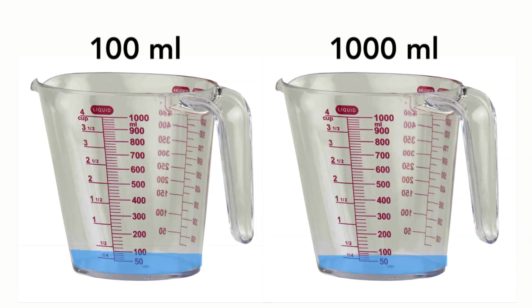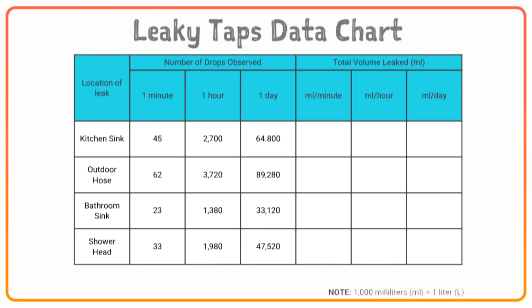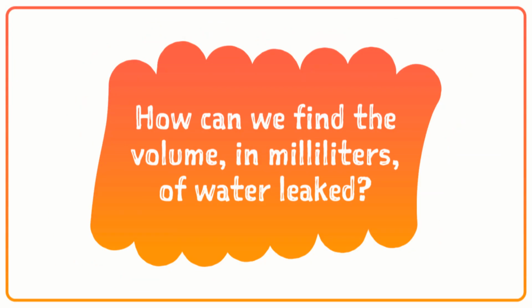Now, understanding how 100 milliliters or 1,000 milliliters look is helpful so we can better understand the amount of water that can be wasted with leaks. Let's practice understanding volume of water waste in milliliters using collected data from multiple water leaks around a home. In 1 minute, 45 drops were leaked from a kitchen sink. Knowing there are about 20 drops of water in 1 milliliter, how can we find the volume in milliliters of water leaked?